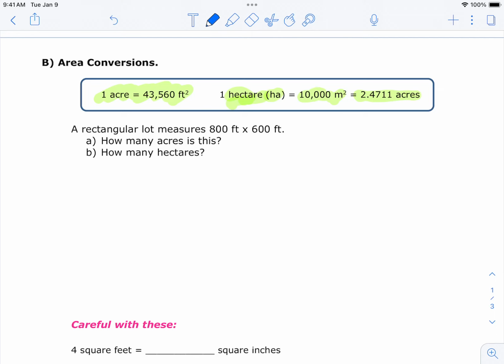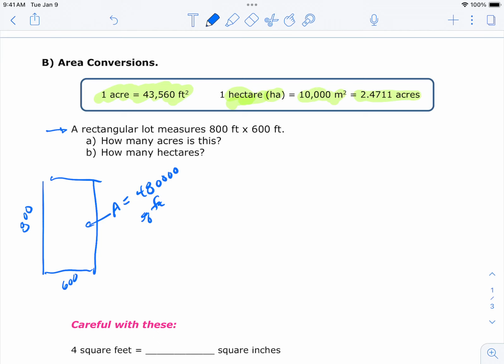So let's just do an example with these acres and hectares. We've got this rectangular lot. It measures 800 feet by 600 feet. Most people know this formula: if you're 800 feet this way and 600 feet this way, and I asked you the area, you multiply the length times the width, right? So 6 times 8 is 48, and I have to put 4 zeros on here. And that would be square feet.